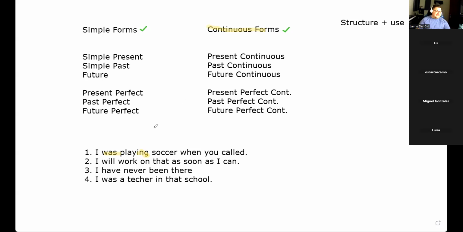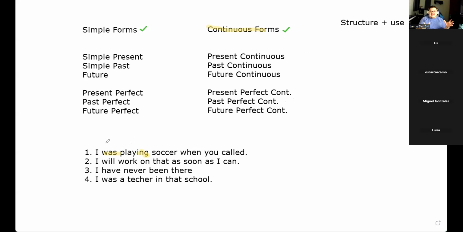Okay? So you're right. This is a continuous form. Now, what do you think is the correct tense? Present continuous, past continuous, future continuous, present perfect continuous, past perfect continuous, or future perfect? What is the tense? I think future continuous. Let's analyze the sentence. I was playing soccer when you called. Is that future? No, no, no. It's past continuous.